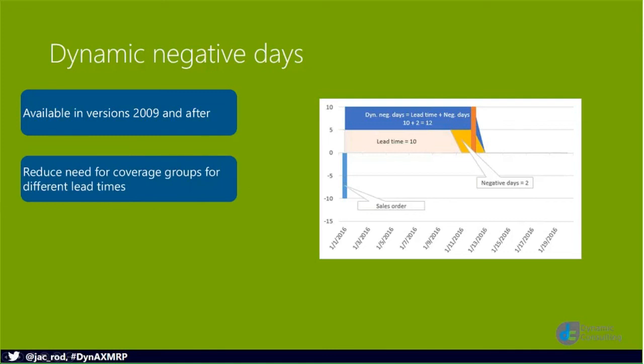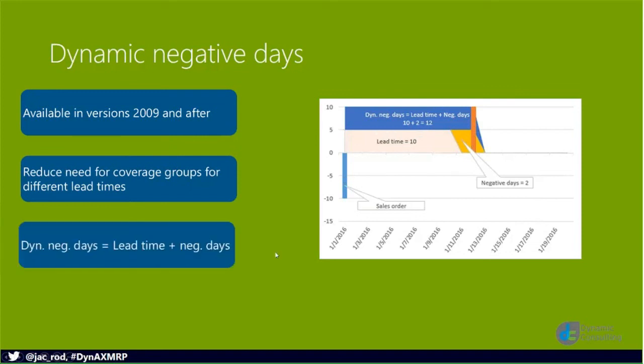This reduces then the need for coverage groups with different lead times, because what we have is the lead time is flexible based on the item that you're planning. And the negative days then is really just that window of how many days past the lead time can I be late and have master planning not create a new planned order for me. So this is truly then a buffer around our requirement date plus our lead time to see if we can improve this plan at all. So again, dynamic negative days calculation is the lead time plus the negative days. And that gives us our dynamic negative days that we then compare the receipts against the demand.